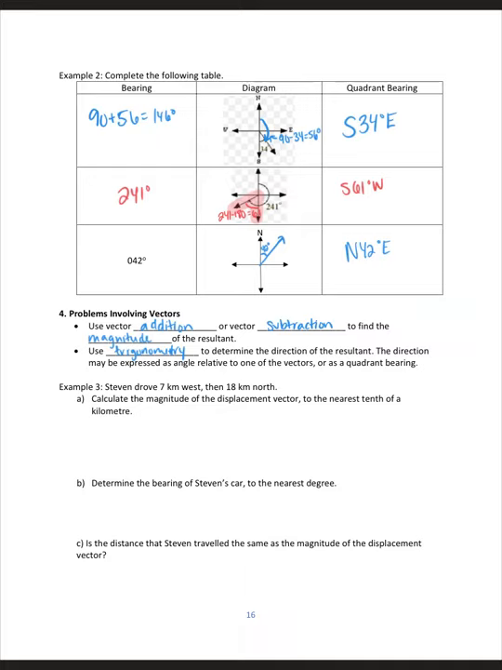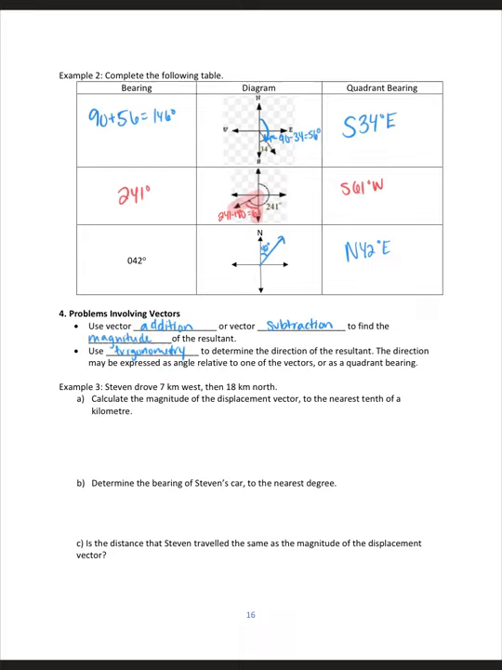So just like we said on the first side of this note, right, that SOHCAHTOA, sine law, cosine law. The direction can be expressed again as an angle relative to one of the vectors or as a quadrant bearing. So if we're not necessarily on a north, east, south, west compass, we might express the vector direction relative to another vector. So let's look at some examples.